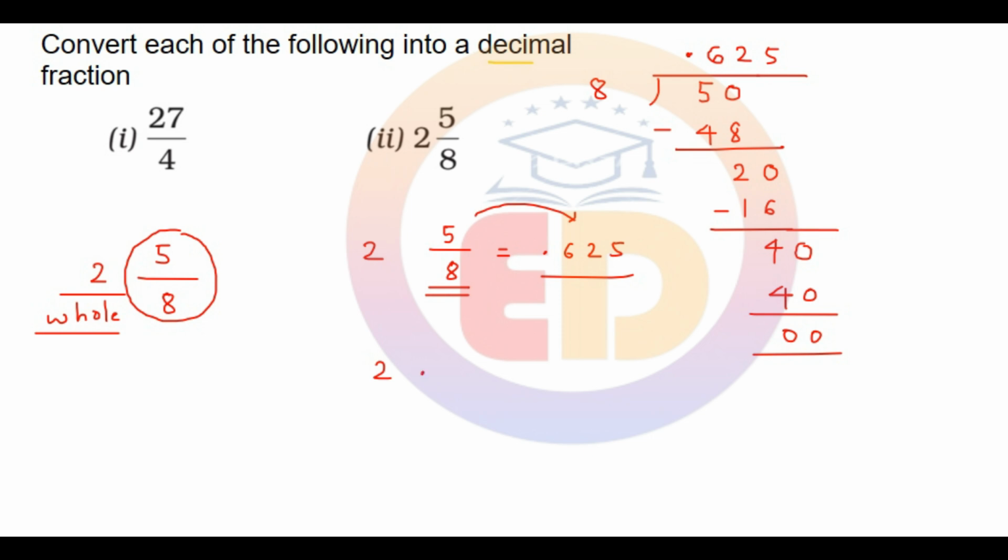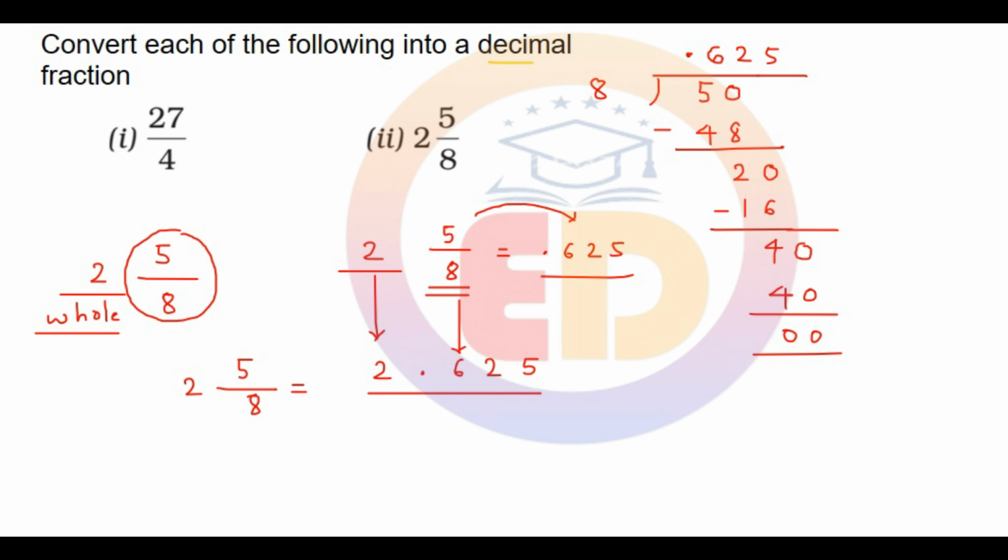Write it after 2. It will become 2.625. Remember, my whole number value 2 will remain as it is. I will only divide 5 by 8, which will give me 0.625. Together it will become 2.625. So 2 whole 5 upon 8, in decimal, it will become 2.625.